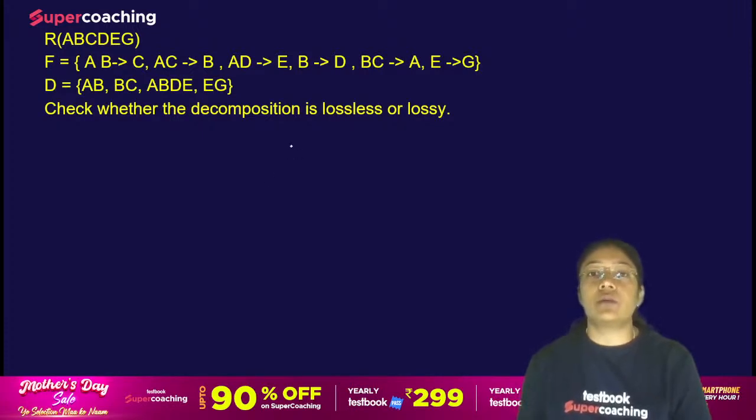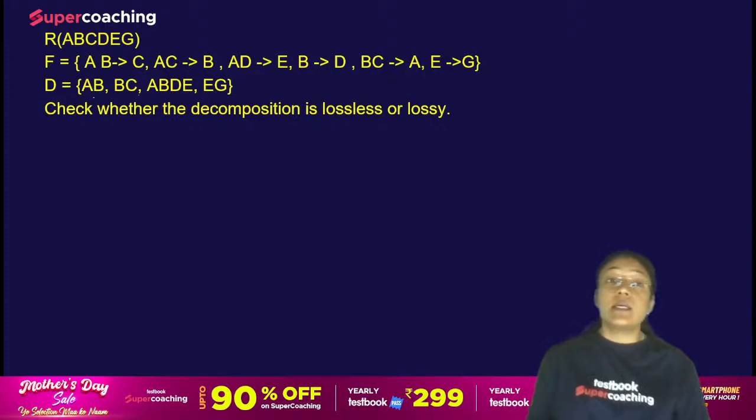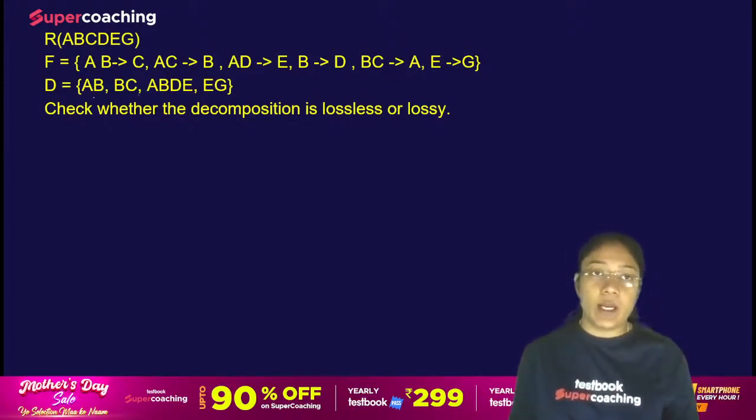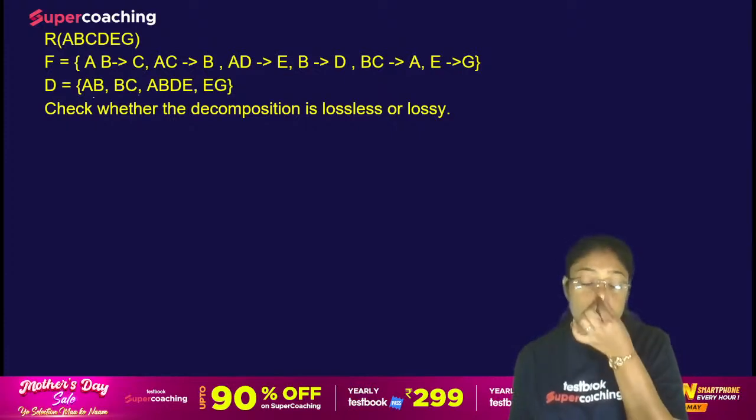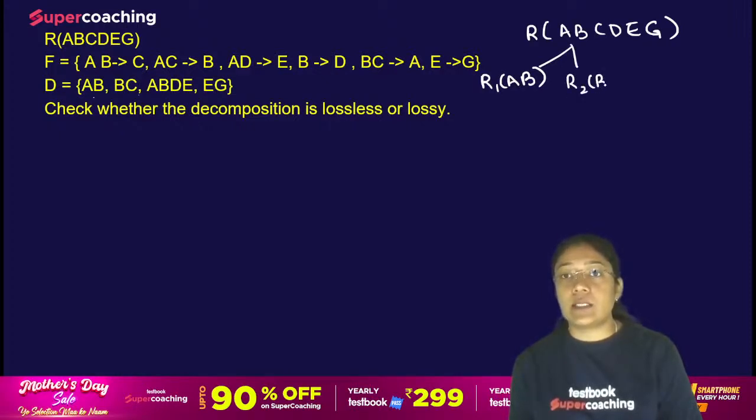Let's move on to the question where the relation is decomposed into more than two sub-relations, 1, 2, 3, 4. So what did I tell about this? We have to follow the same steps till we get a single relation. If at the end we're getting a single relation, the decomposition is lossless, otherwise it is lossy. Here we are given that the relation R having the attributes A, B, C, D, E, G is decomposed into four subrelations, R1 having the attributes AB, R2 having the attributes BC, R3 having the attributes ABDE, R4 having the attributes EG.